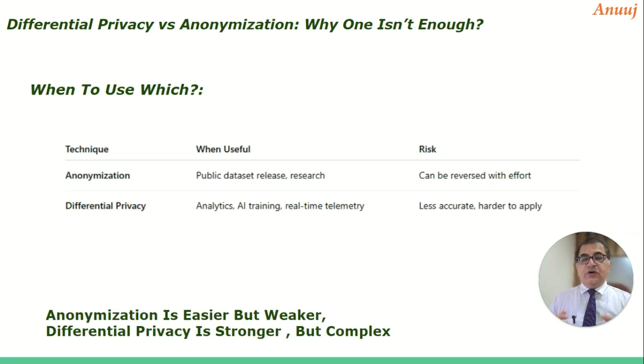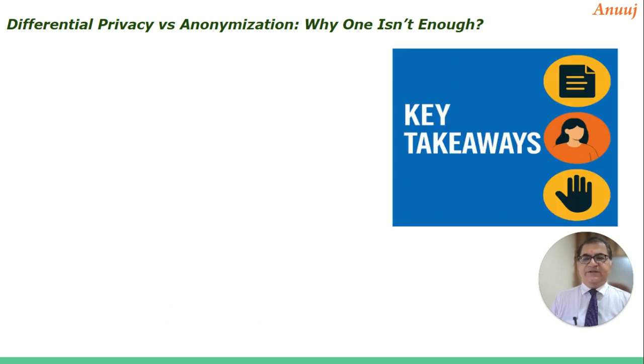So use anonymization where you have public data set release and research. It could be reversed with some effort, like the example of Netflix and IMDb. Use differential privacy where you want it for analytics, AI training, real-time telemetry. It might compromise on accuracy sometimes, and it's harder to apply, but it is much stronger than normal anonymization. Anonymization is easier but weak. Differential privacy is stronger but complex.